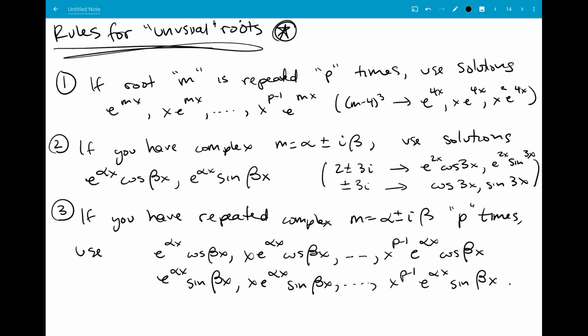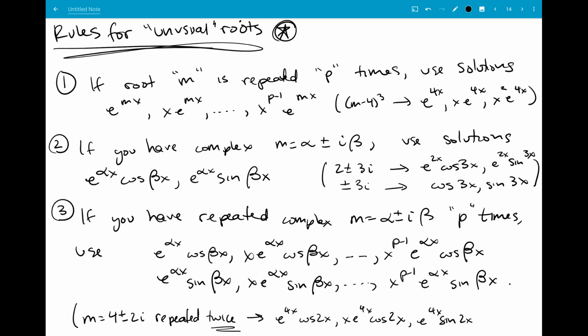And so, for example, if you had m equal to 4 plus or minus 2i, and it's repeated maybe twice because it starts to take up a lot of space, that's going to give us e to the 4x cosine 2x, x e to the 4x cosine 2x. So it was repeated twice, I've created two solutions of my cosine type, and then I just have to get my sine type: e to the 4x sine 2x, x e to the 4x sine 2x. And so it just combines the two different rules for that third type, the way you would expect, hopefully.